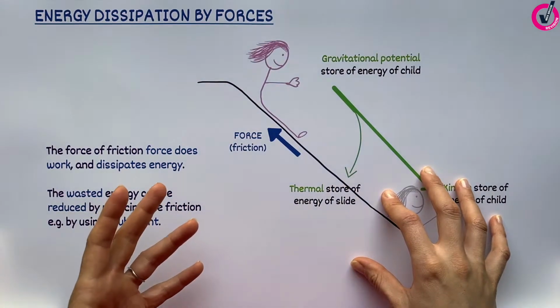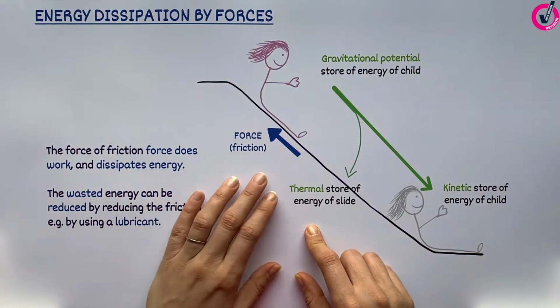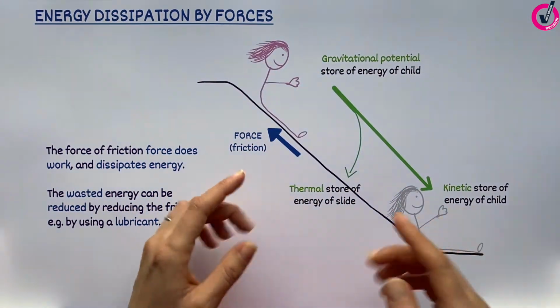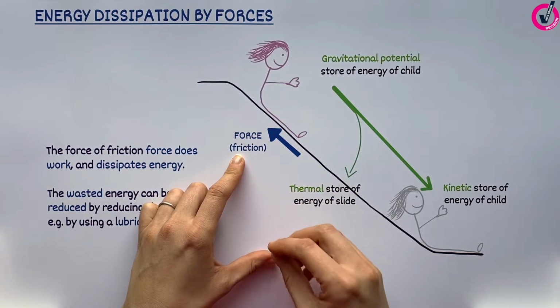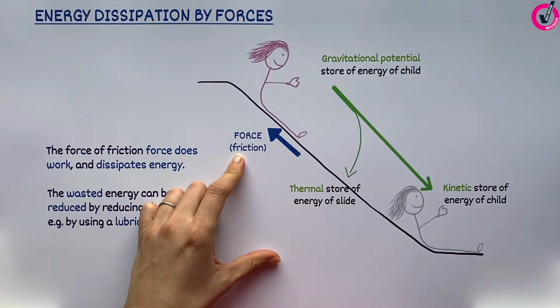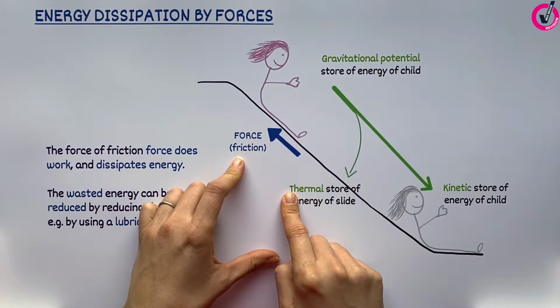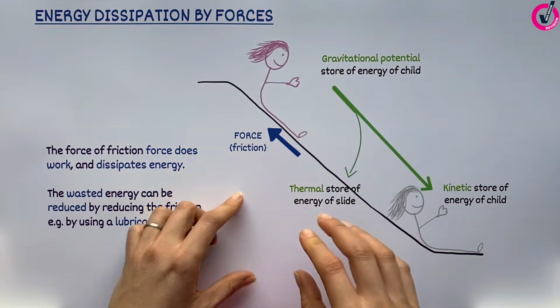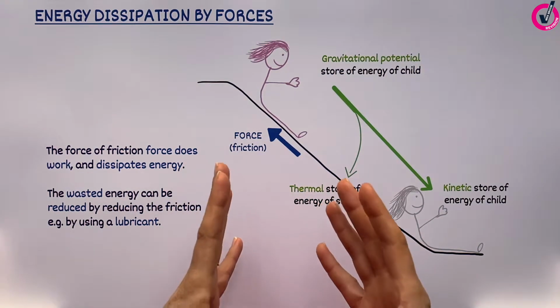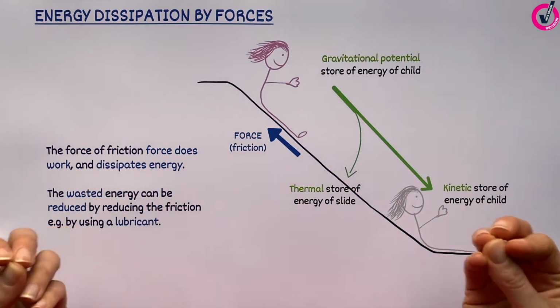Energy can also be dissipated to the surroundings by a force. In the case of a child on a slide, friction does work that transfers some of the gravitational potential store in the child to a thermal store of energy in the slide. This is a really common way that energy is wasted in systems with moving parts.